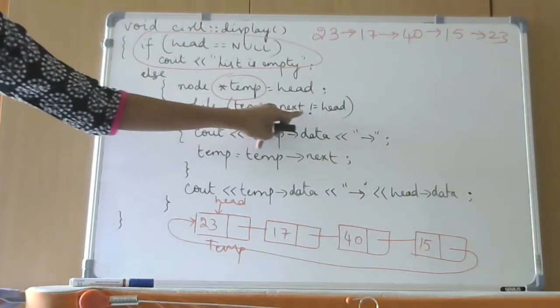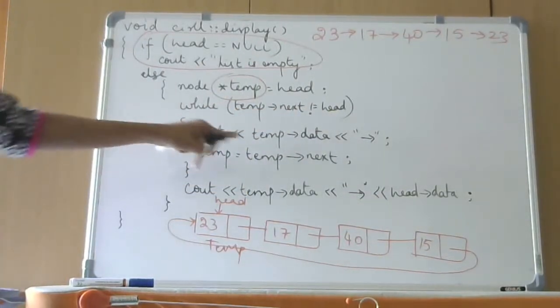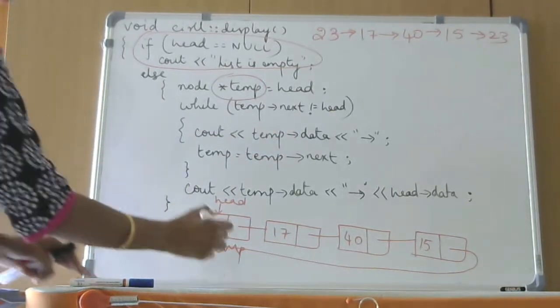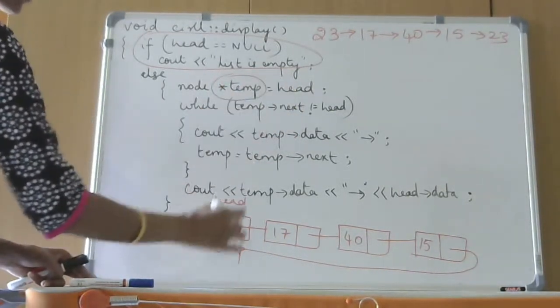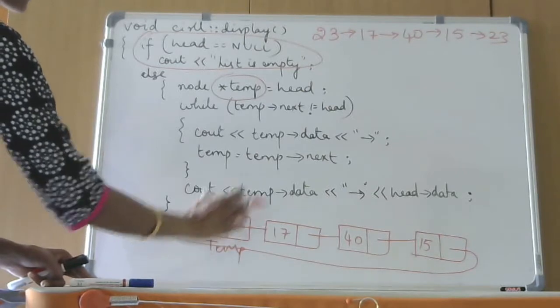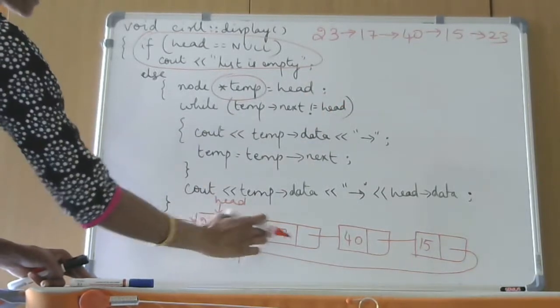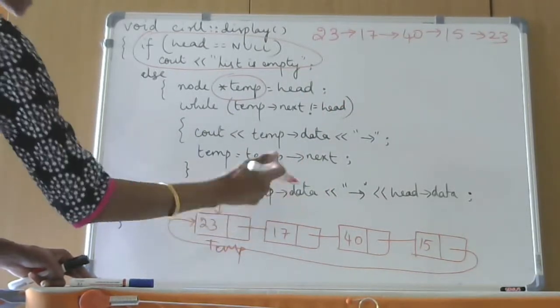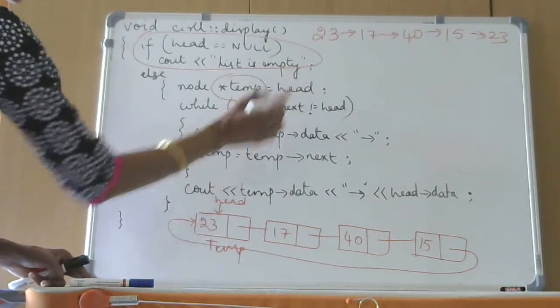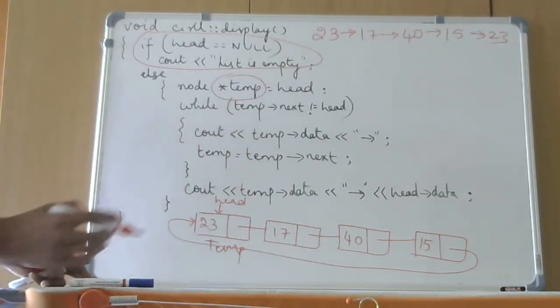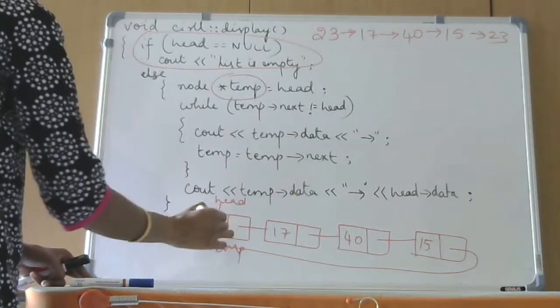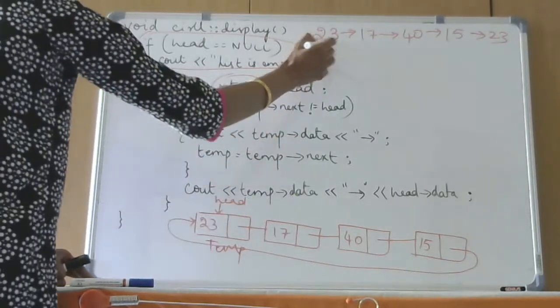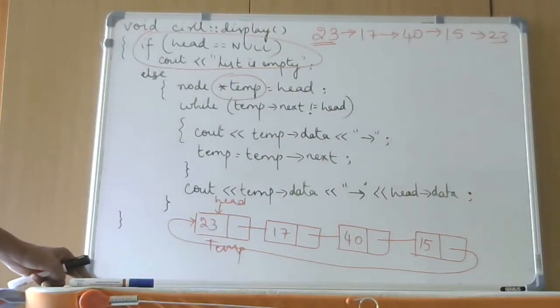So, while temp of next is not equal to head, cout temp of data. First we have initialized temp equal to head. So, temp is here. Temp of next is not equal to head. Is it equal to head? No, it is pointing to the next element. So, when this condition is satisfied, we come here and cout temp of data. Temp of data is 23, so I will display 23.